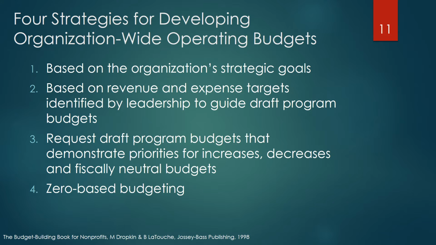Dropkin and Latouche describe 4 basic strategies for developing organization-wide operating budgets. 1. Based on the organization's strategic goals. 2. Based on revenue and expense targets identified by leadership to guide draft program budgets. 3. Request draft program budgets that demonstrate program priorities for increases, decreases, and fiscally neutral budgets. And 4. Zero-based budgeting.